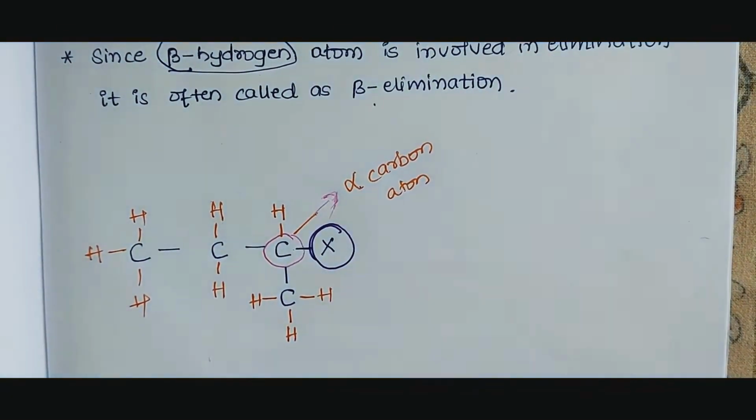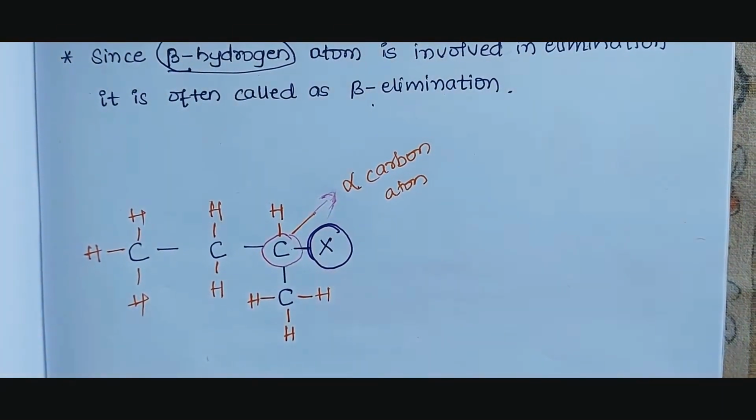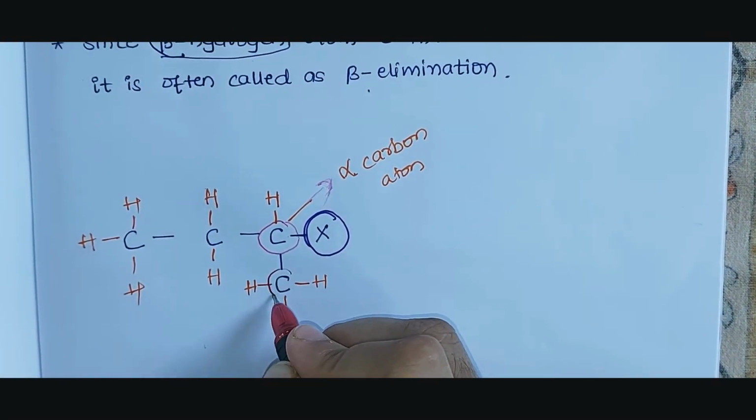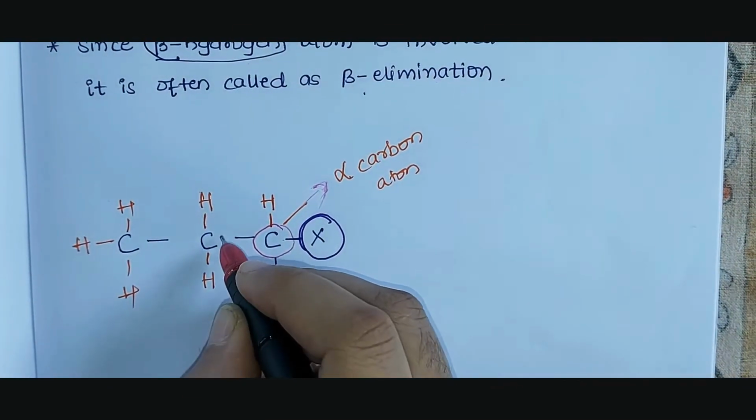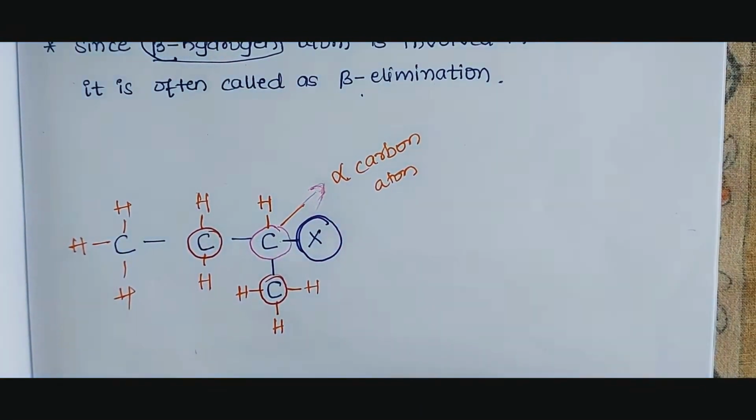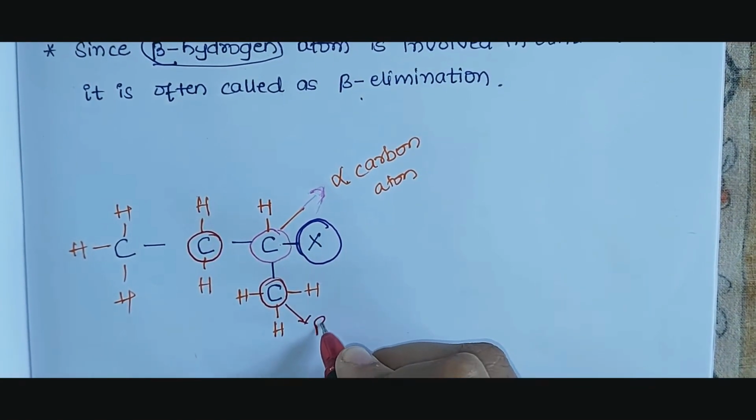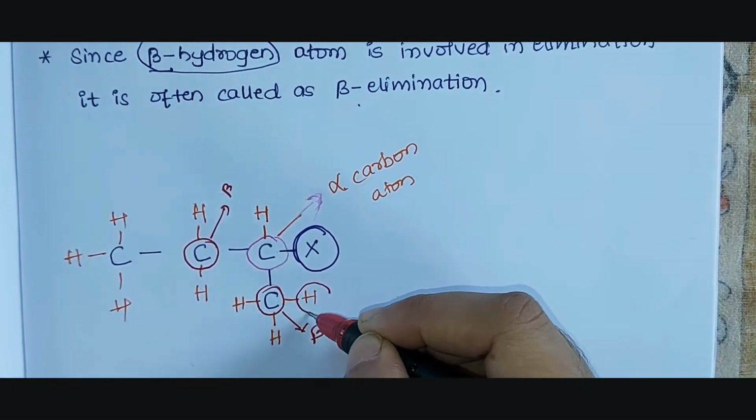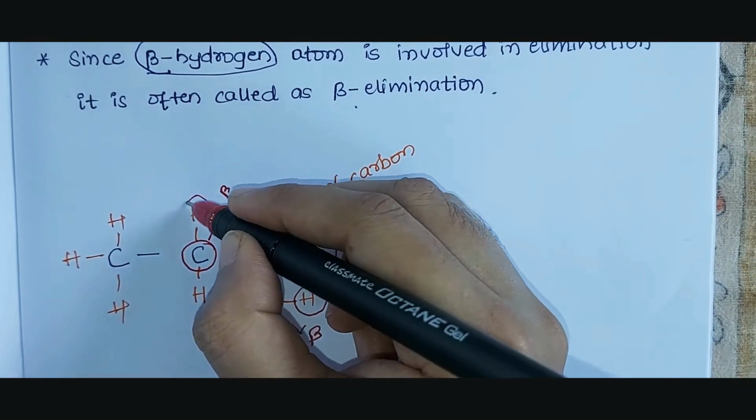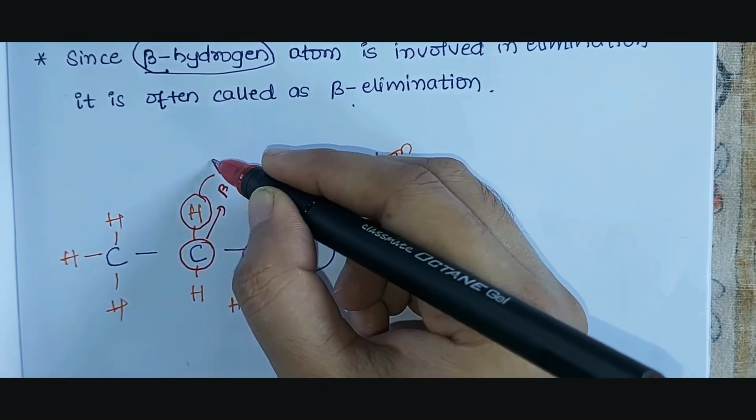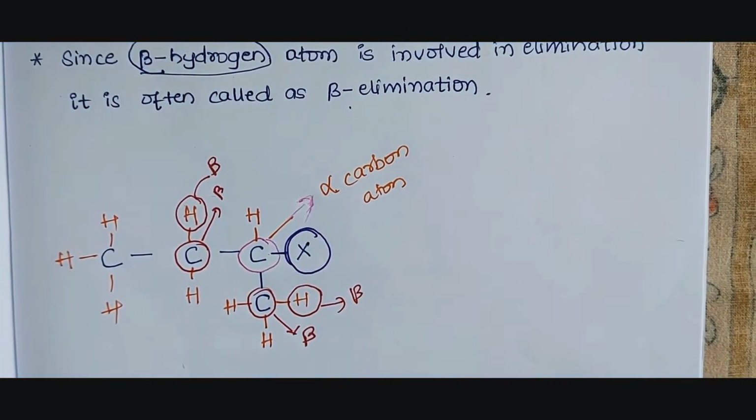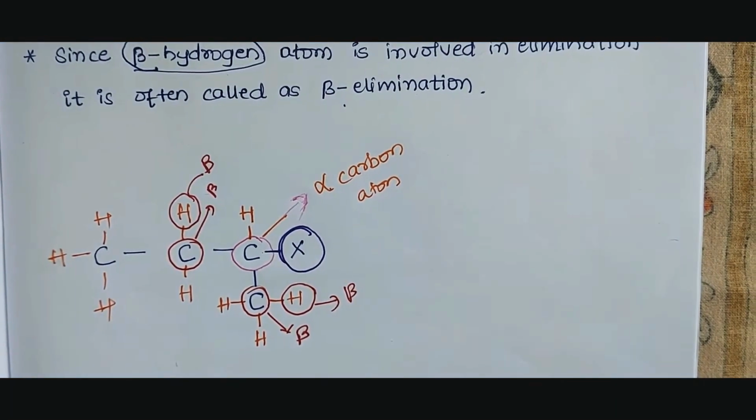Then the carbon atoms present next to the alpha carbon atom, we call those carbon atoms beta. So you can see here there are 2 carbon atoms. So either one of them can act as which carbon atom? Beta. And the hydrogens associated with the beta carbon atoms, we call them what? Beta hydrogen. So I hope I am clear here: alpha carbon atom and beta carbon atom.